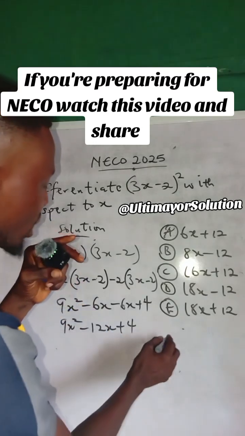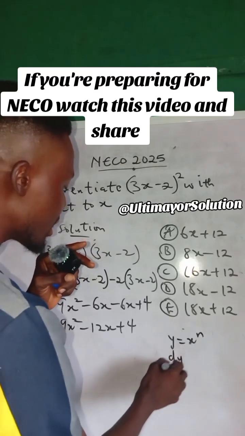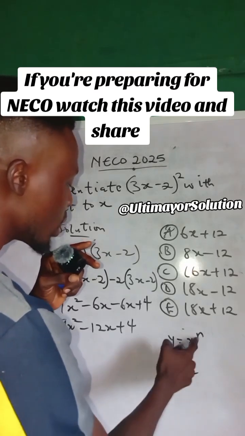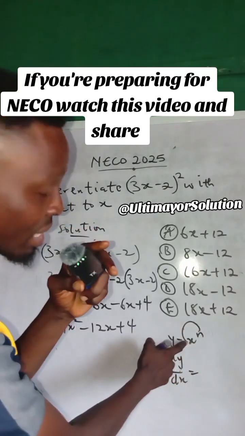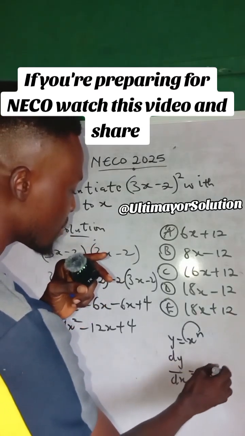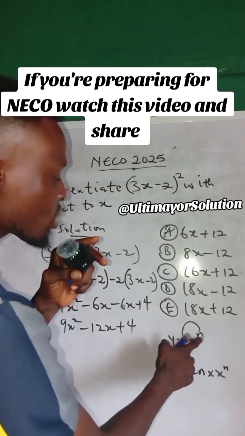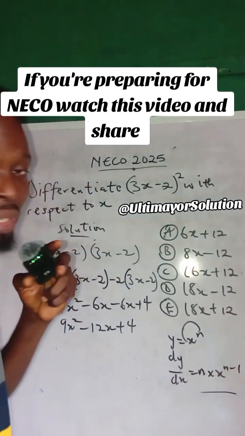Look at this. When we have y equals x raised to power n, that means dy/dx is equal to n multiplied by the coefficient of x, which here is 1, so n multiplied by x raised to power, and we subtract 1 from this power, that is n minus 1. So this is how we are going to differentiate.